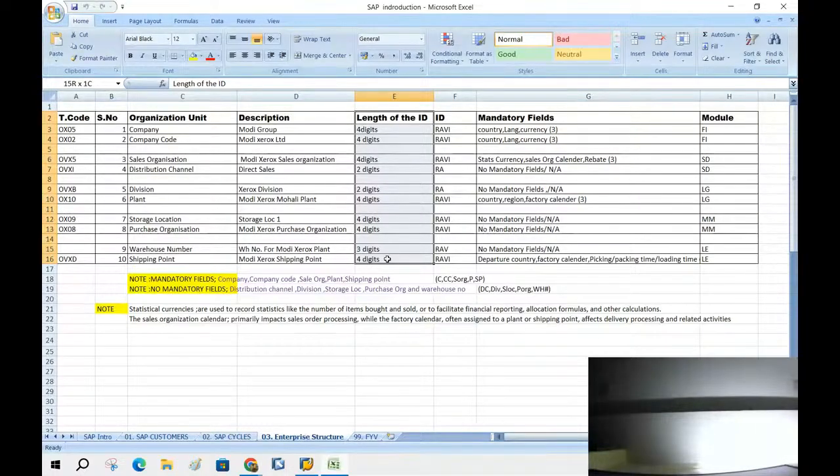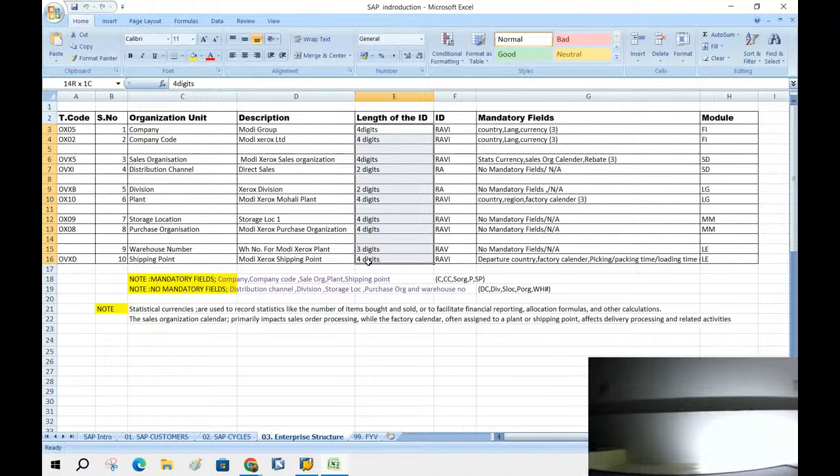In the same way, whichever activity you are going to perform in SAP, it is going to be understood in ID language. Now, what is the predefined or best practice SAP length of the IDs? For company, they have written the length of the ID should be 4 digit. Company code 4 digit, sales organization 4 digit, distribution channel 2 digit, division 2 digit, plant 4 digit, storage location 4 digit, purchase organization 4 digit, warehouse number 3 digit, and shipping point 4 digit.